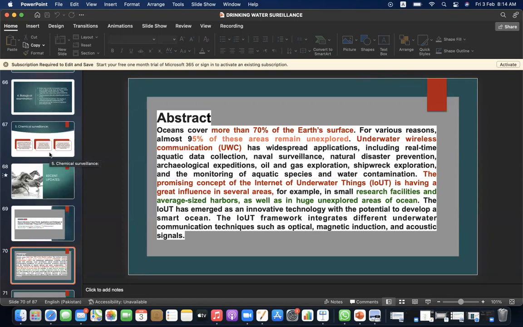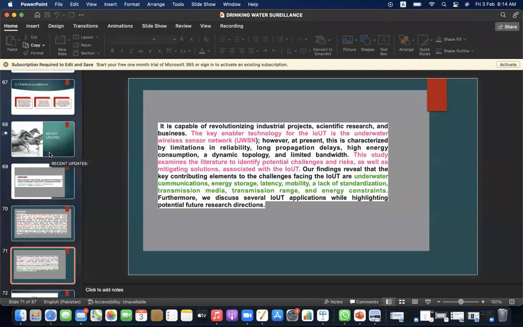The Internet of Underwater Things, IoUT, has emerged as an innovative technology with the potential to develop a smart ocean. The IoUT framework integrates different underwater communication techniques such as optical, magnetic induction, and acoustic signals. It is capable of revolutionizing industrial projects, scientific research, and business. The key enabler technology for the IoUT is the underwater wireless sensor network.